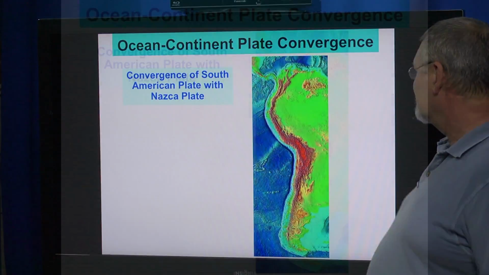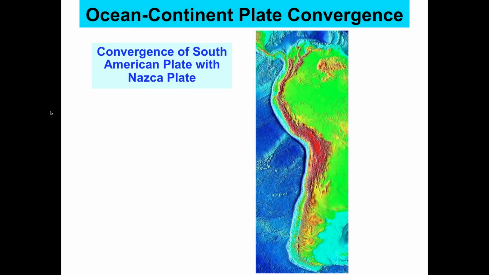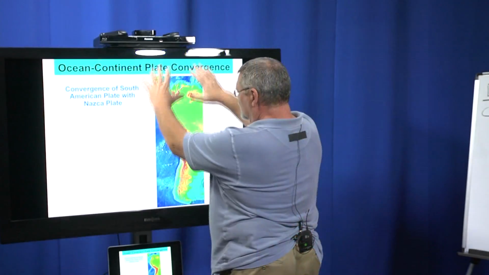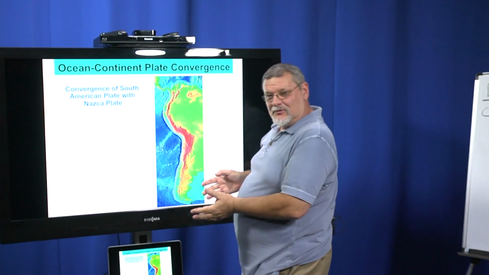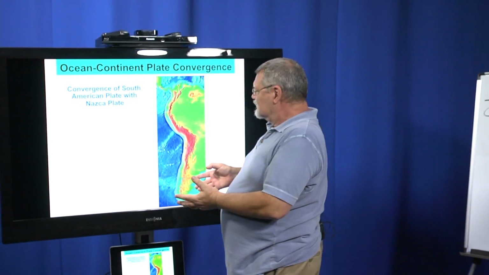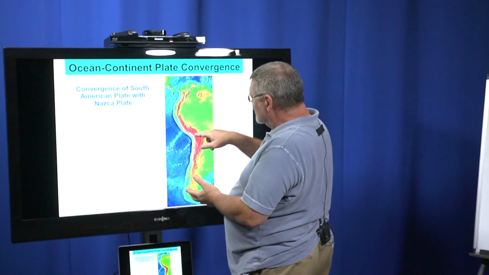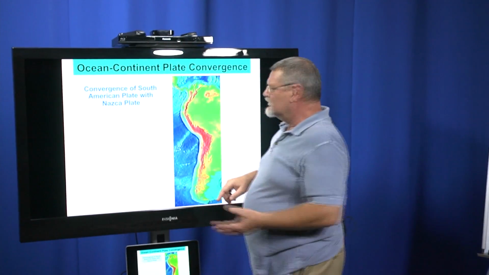Here's a picture of South America. Now remember, South America is moving in which direction? If it's pulling away from Africa, then it's moving in this direction. And over here is the Pacific plate. The colors on this map represent altitude. The highest altitudes are the red and the brown. The lowest altitudes are the blues.